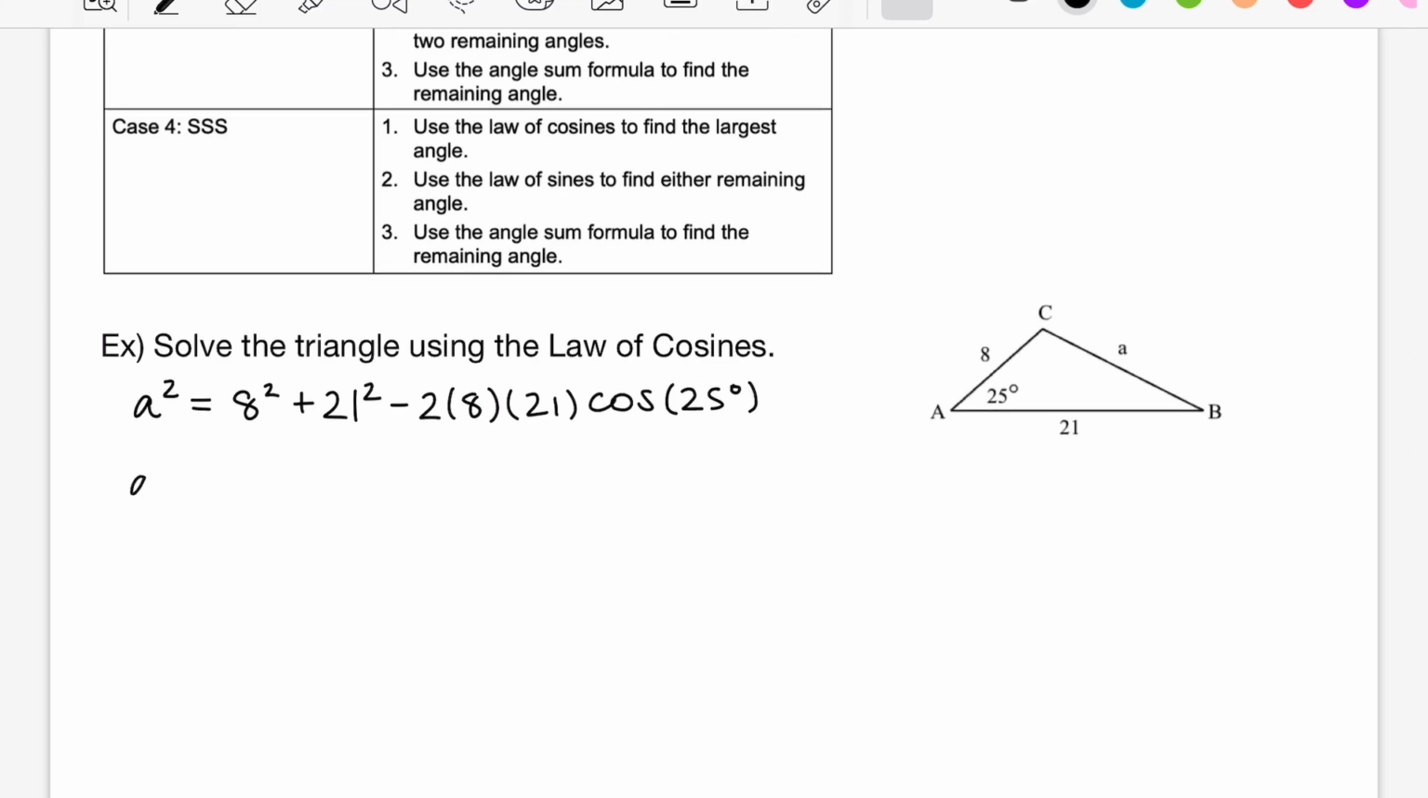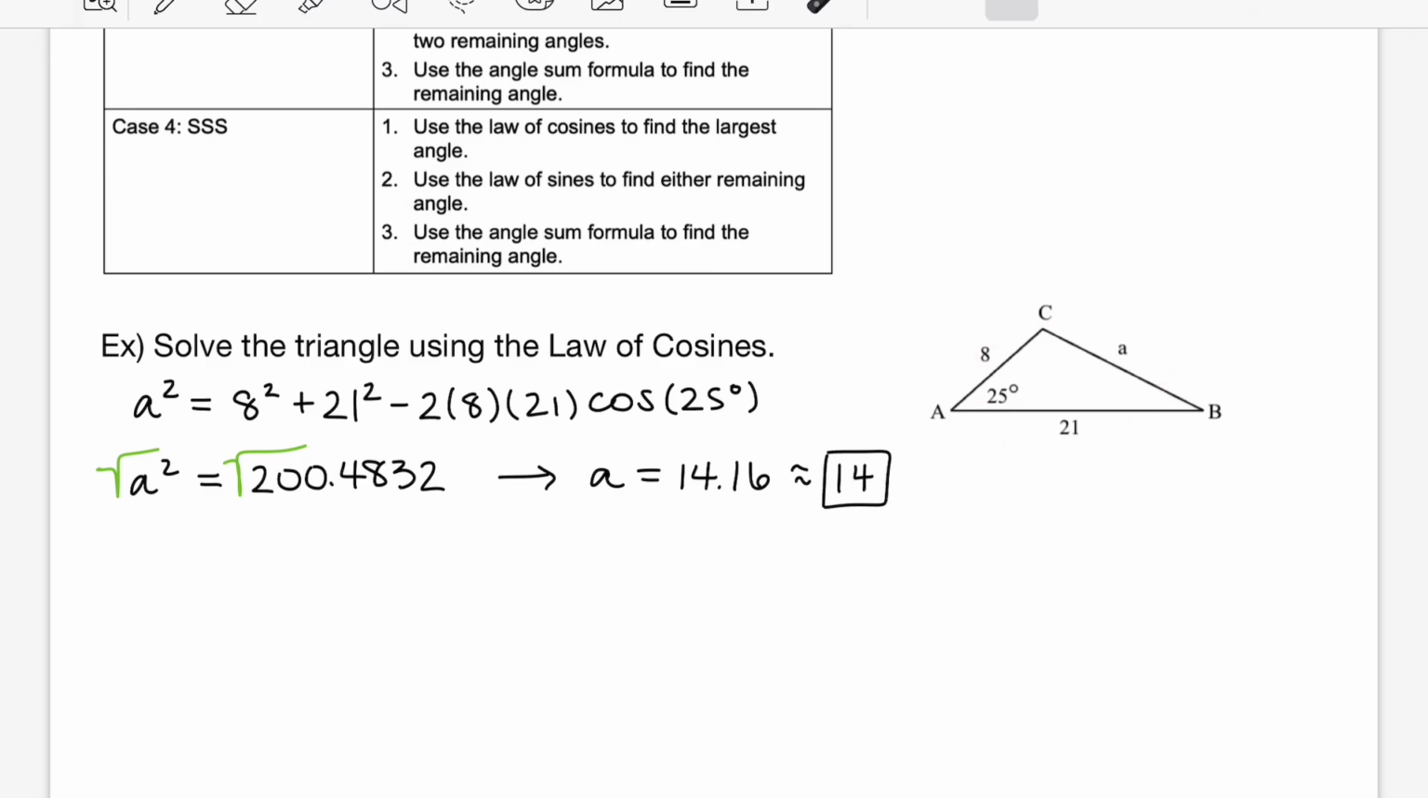Now, we'll get A squared is going to be equal to this guy here. And to get A completely alone, we'll just take the square root of both sides. And so this tells us A is going to be equal to 14.16. And then for the purpose of this problem, we'll just round this to 14 here, since we're dealing with whole numbers with everything else. Alright, so we found our side length A.